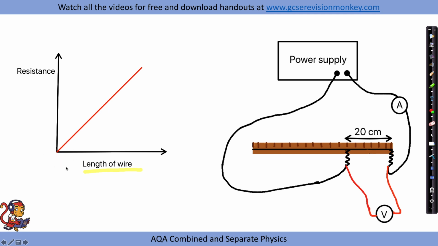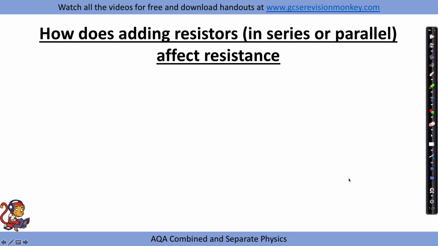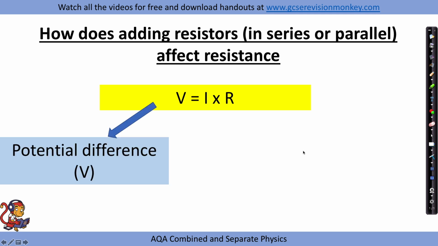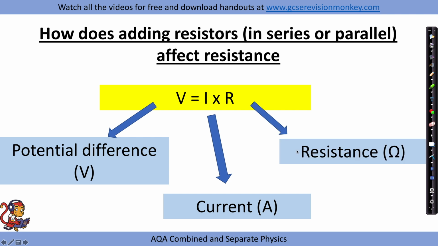Resistors in series and parallel, required practical. In this required practical, you are asked to investigate how adding resistors in series circuits or parallel circuits affects the total resistance. For this practical, you also need to recall the equation V equals IR, whereby V stands for potential difference, I for current, and R for resistance.